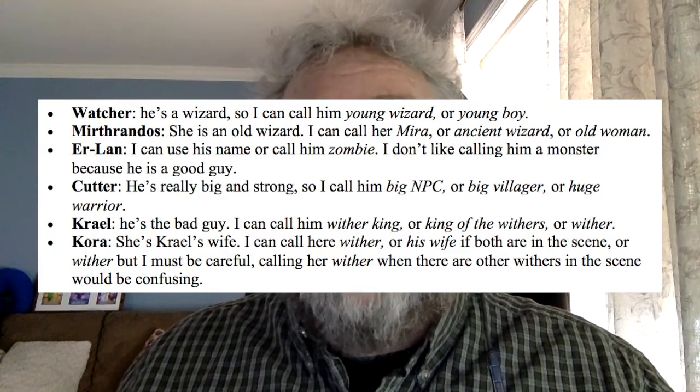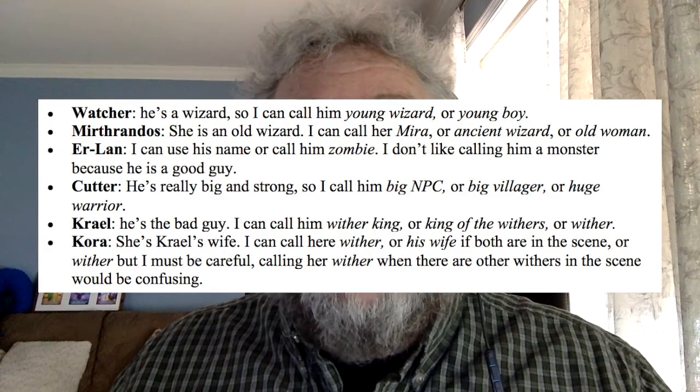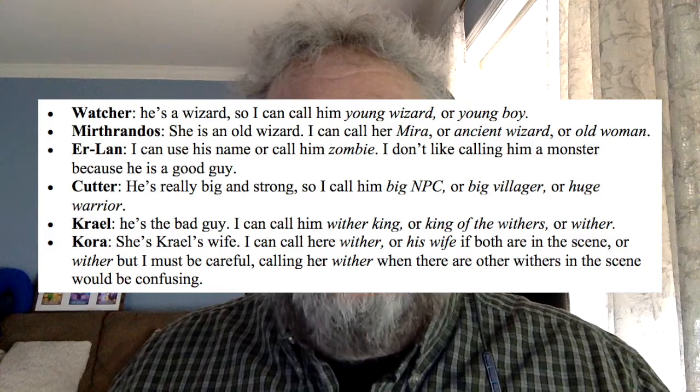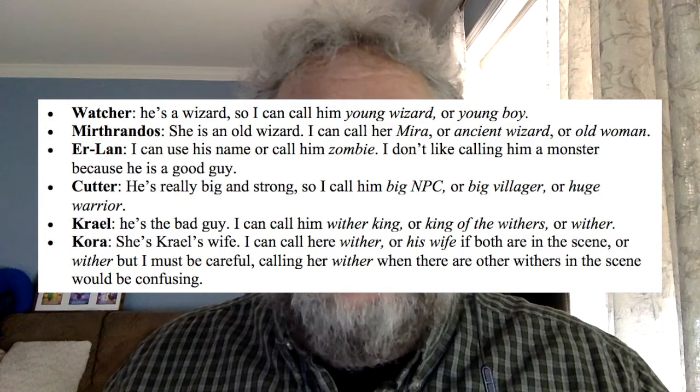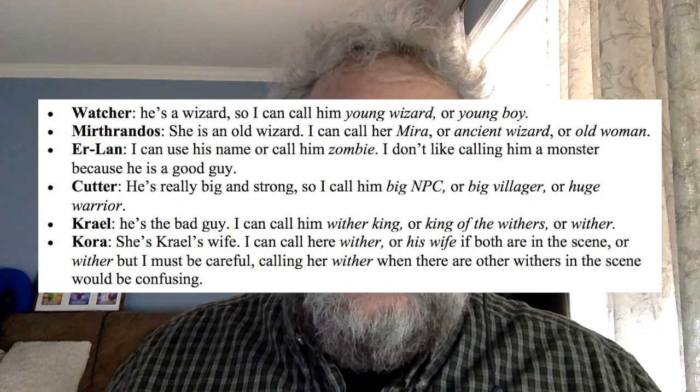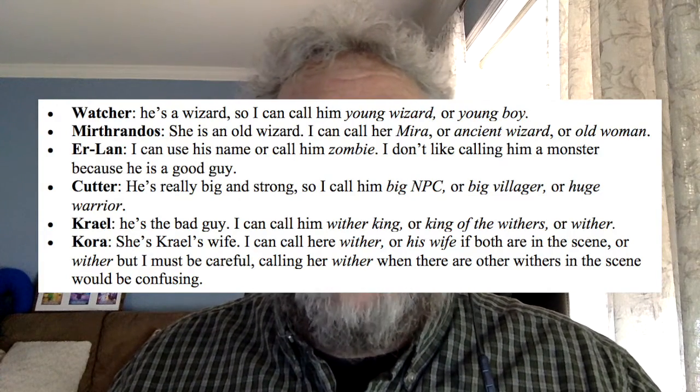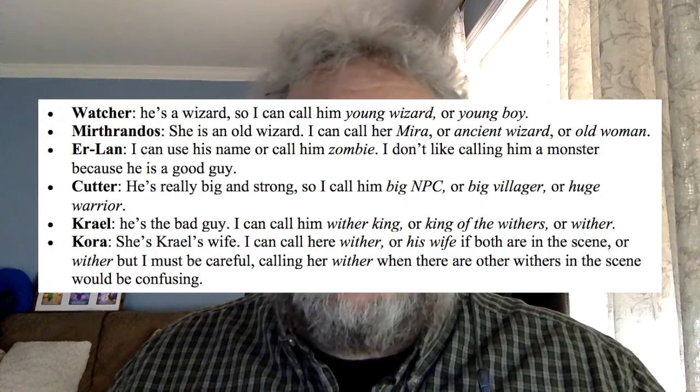And his wife, Cora. So I can refer to him as Krail's wife, the king's wife. I can refer to her as his wife. I could call her Wither. So again, there's a lot of places there where I can do that.